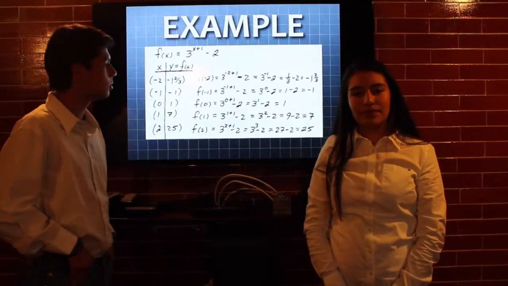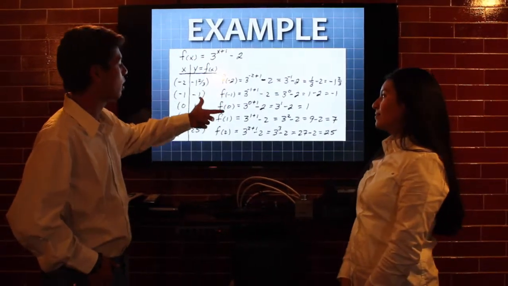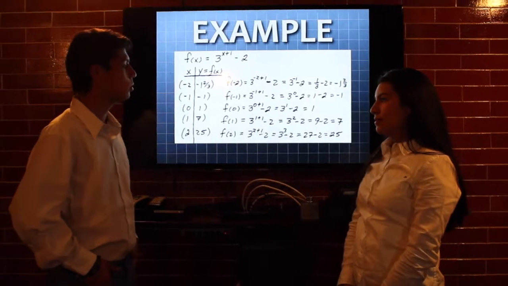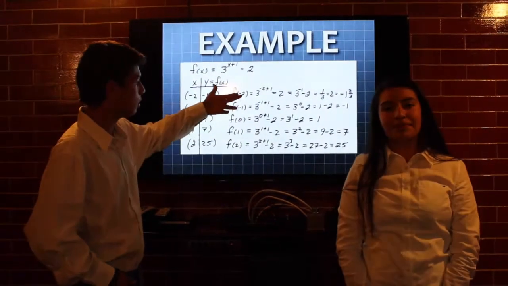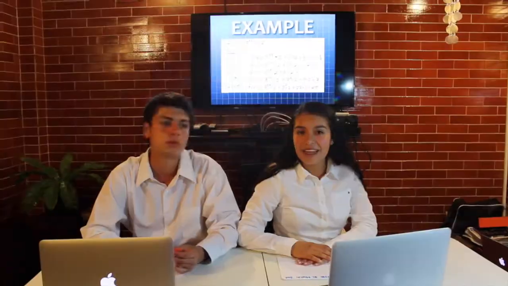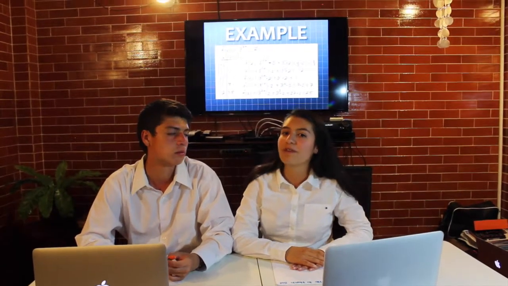When you do all the values, negative 2, negative 1, 0, 1 and 2, you can then plot this on the Cartesian plane. Okay, Javi, let's go to applications of functions.